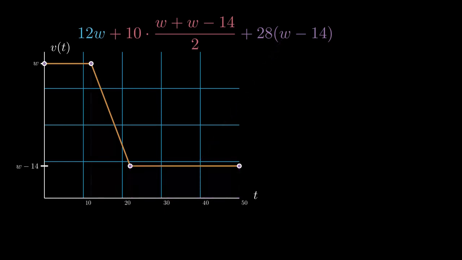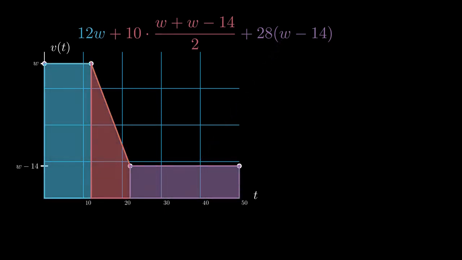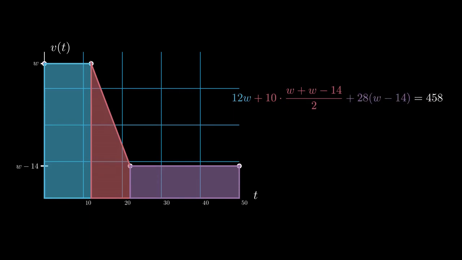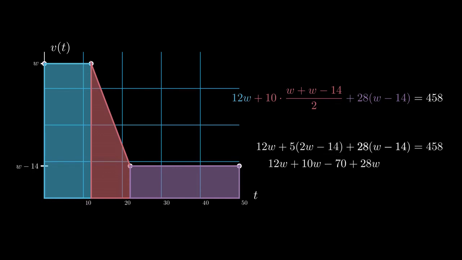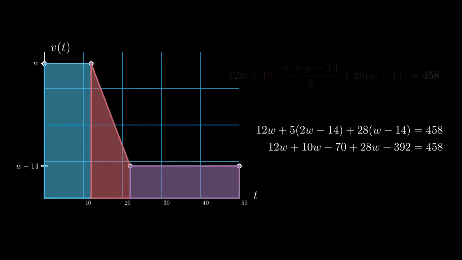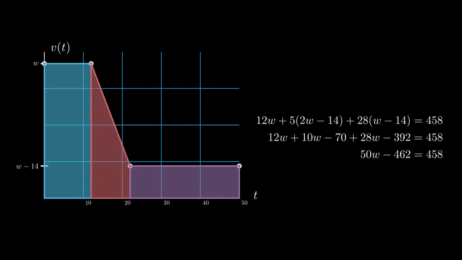We know the total of that is 458. And so now all we need to do is simplify all this stuff. Okay. Multiply out those brackets. This is no problem, guys. A nice one. Combine your like terms here. Yes, indeed.